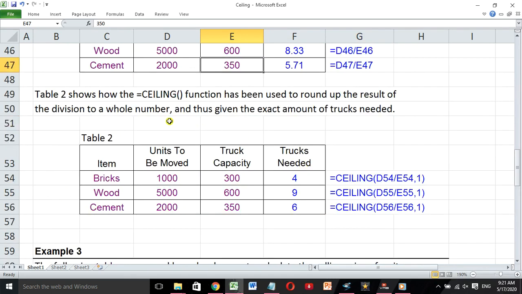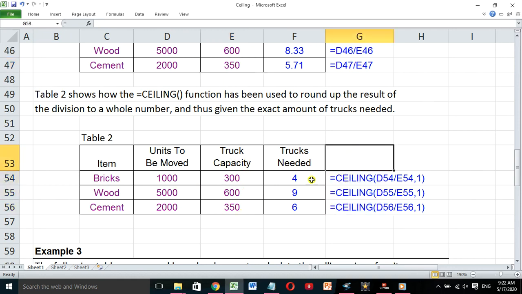So table 2 shows how the CEILING function has been used to round up the result of the division to a whole number, and thus give the exact number of trucks needed. Table 2, same. Bricks, wood, cement. Units to be moved 1000, 5000, 2000. Truck capacity 300, 600, 350. And now we are using the CEILING formula.